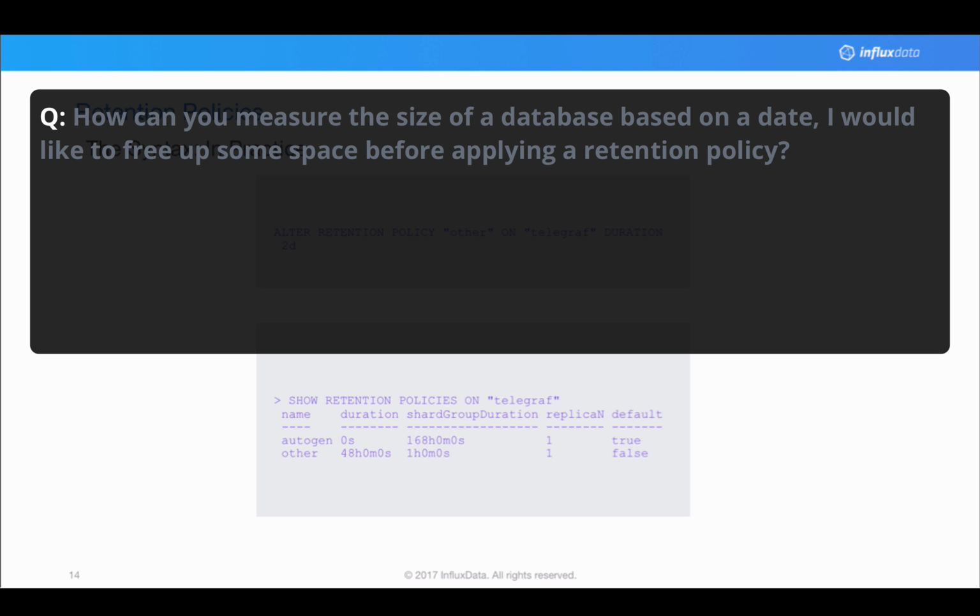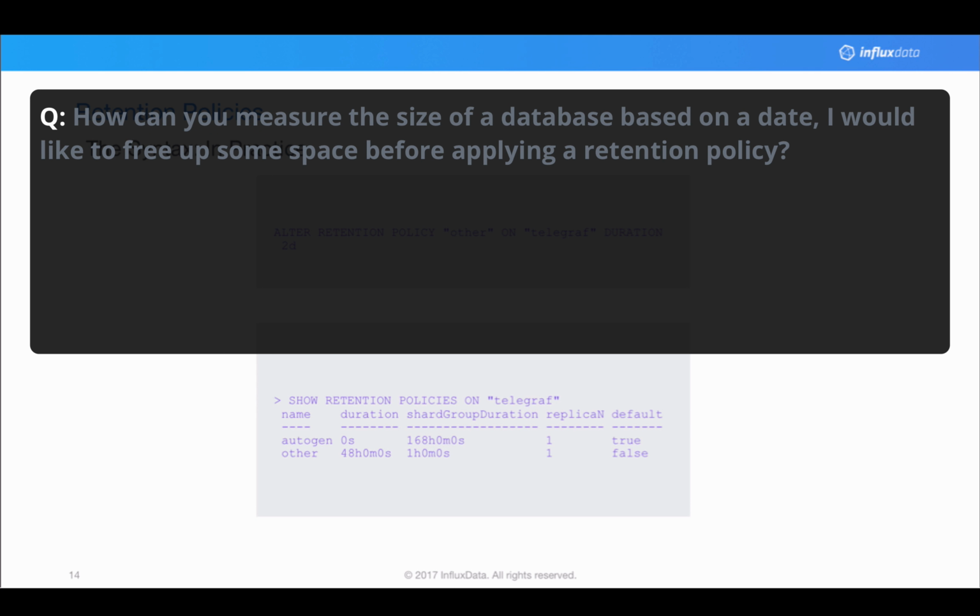Adlo asks, how can you measure the size of a database based on a date? I would like to free up some space before applying a retention policy, but I'd like to know how much space would be freed. There's no native way to pull that out of the database.